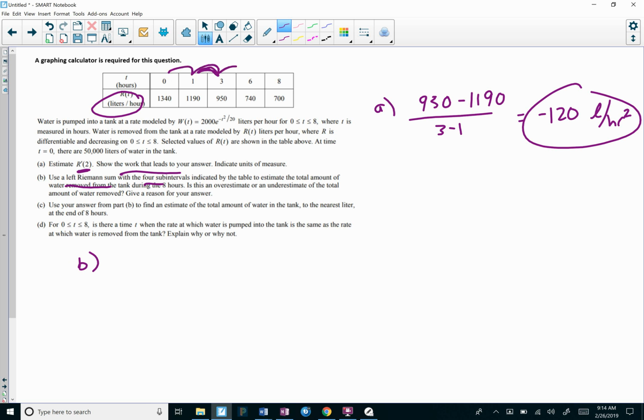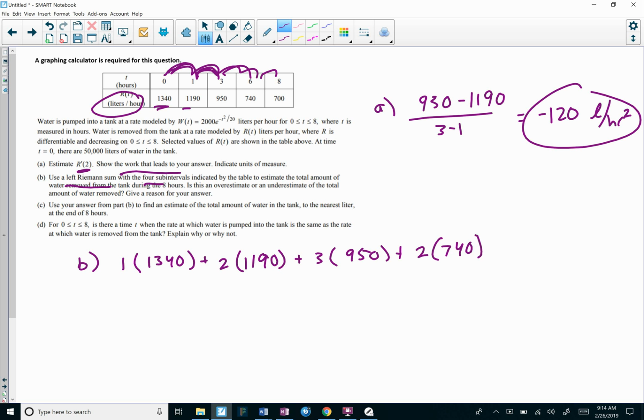Notice they are not all the same width, so we have to do them individually. So this first one, they are 1 wide. The height will be on the left, so 1340. Next one, it is 2 wide. The height will be on the left, so 1190. And then this one is 3 wide. Height is on the left. This one is 2 wide. Height is on the left. This is a calculator active problem, so we end up getting 8,050 liters.